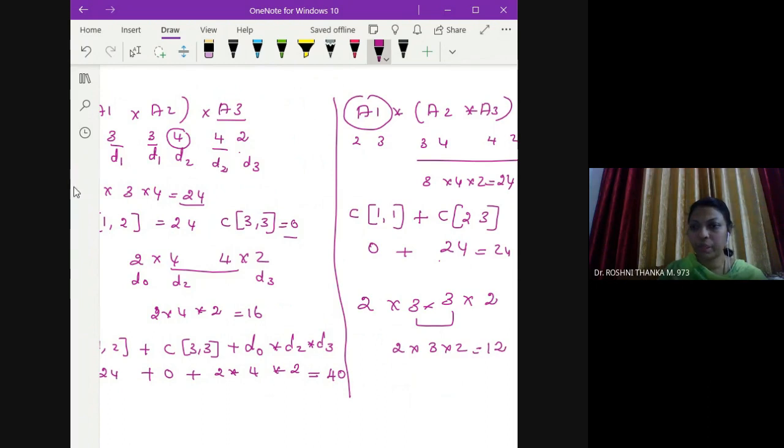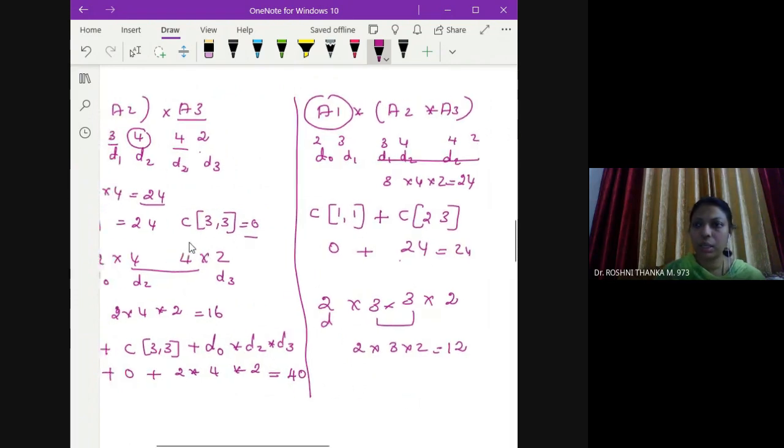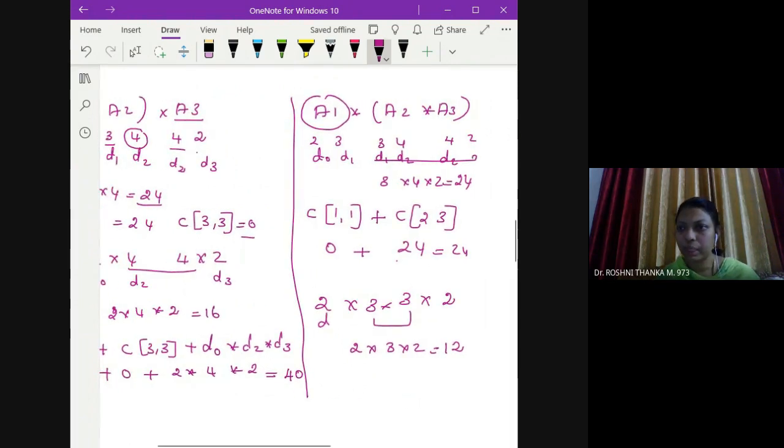So 12 multiplications are required. How will I write this? If I write the dimensions here, this is D0, this is D1, this is D1, this is D2, this is D2, and this is D3. So here, 2 denotes D0 and 3 denotes D1. This is also D1 and this denotes D3.